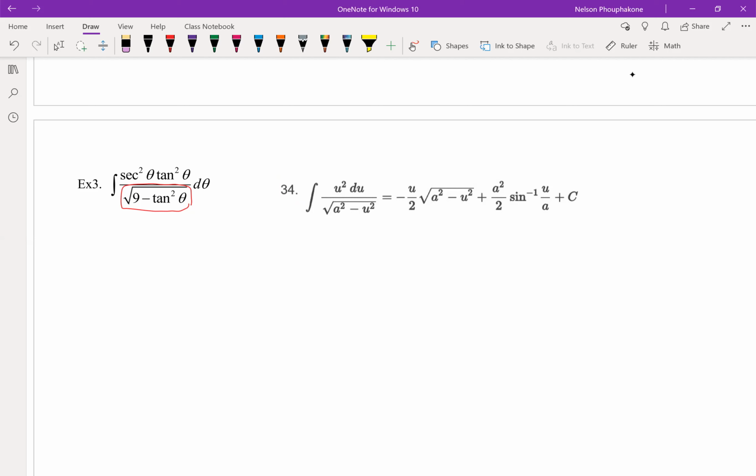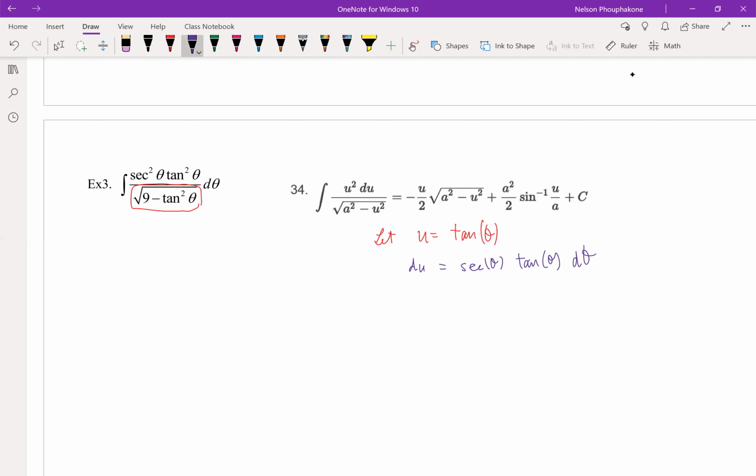So in this case, what I would like to do here is let u be equal to tangent theta. The reason is the derivative of tangent is secant theta tangent theta d theta. Then now you will see what happened to this one right here. It seems that this becomes u squared, and the other will be the u squared on the top.